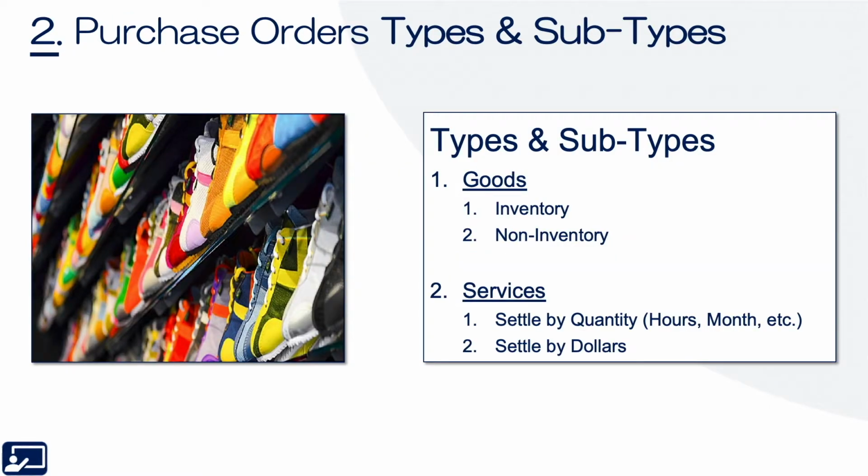Second topic, PO types and subtypes. We could certainly go down a rabbit hole really quickly. There's lots of additional direct, non-direct, if you're talking projects, etc. But let's say that largely POs get divided into goods and services. In the goods world, they can be inventory or non-inventory, which has a lot of difference around the items and what happens when they're received. Within services, you have different PO types based on settle by quantity or settle by dollars.